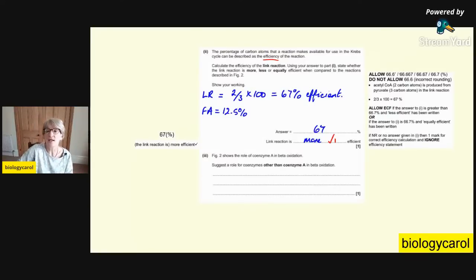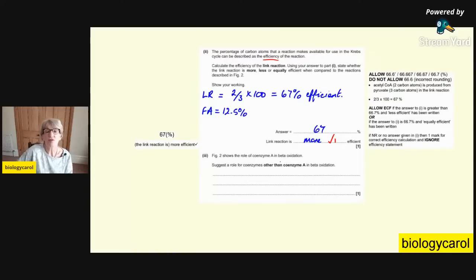Notice that they are very hot on rounding. Your last figure cannot be 6 without a dot over the top of it to indicate that it's recurring. You had to round it up appropriately. And of course, you could have an error carried forward if you'd got your calculation in the previous question part wrong.